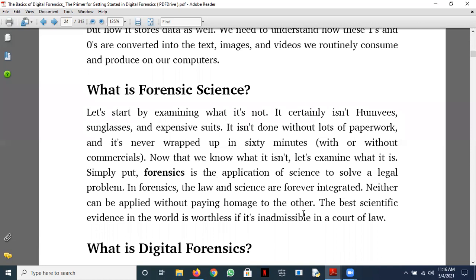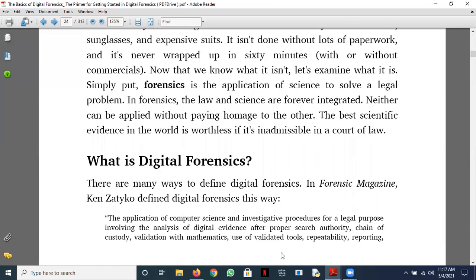That means that you must be scientific in your approach so that you can prove something in the court of law. So they cannot go without each other. And it says the best scientific evidence in the world is worthless if it is inadmissible in a court of law. Like if you are providing some scientific evidence and you are not able to show it properly and it is not admissible in a court of law, then it is worthless.